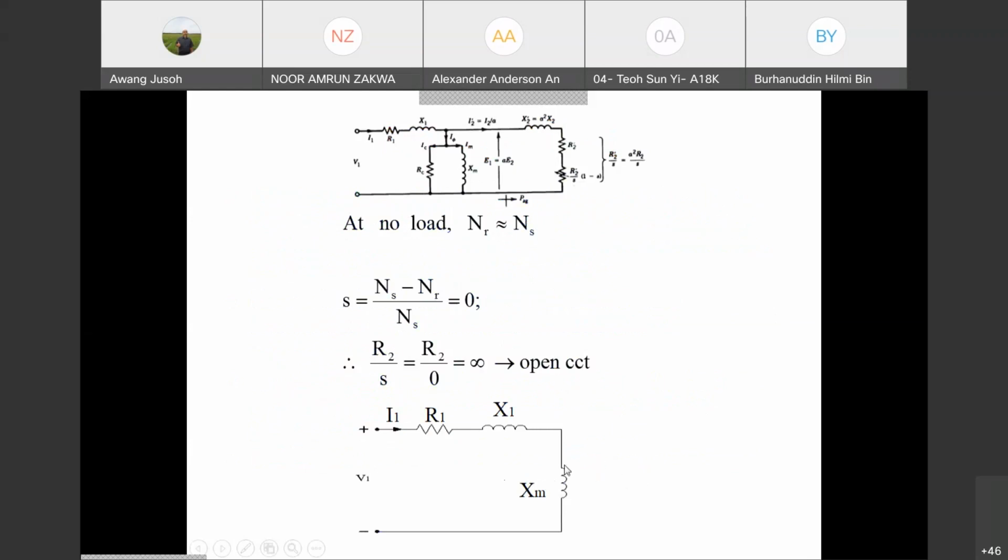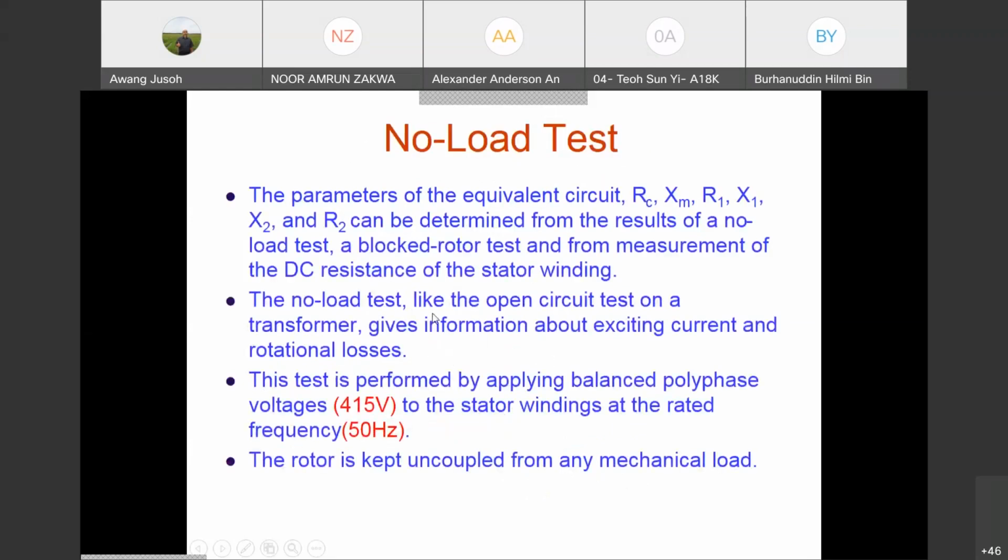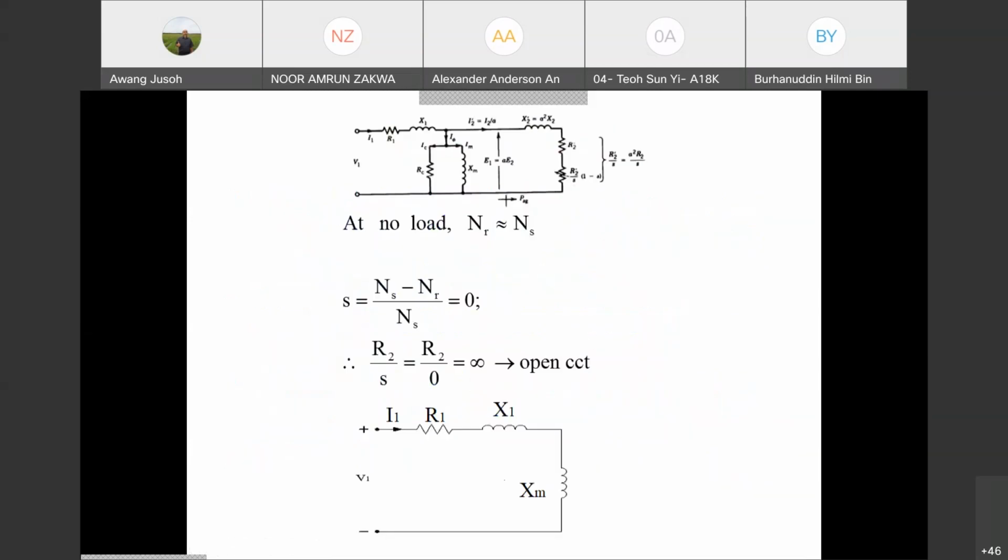That is the condition. As mentioned, the exciting current, I flat just now, is the rotational loss. Rotational loss means during your no load test, the power consumed by the machine is basically used to supply the rotational loss. That is for the no load test. Okay, so we have this equivalent circuit for the no load test.